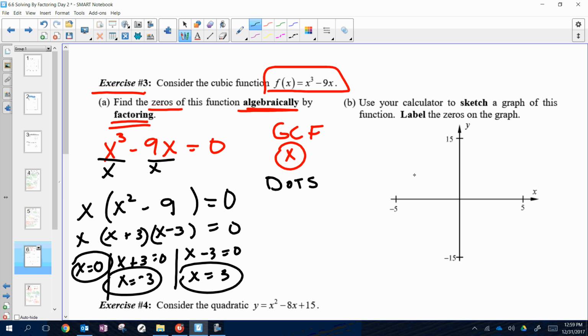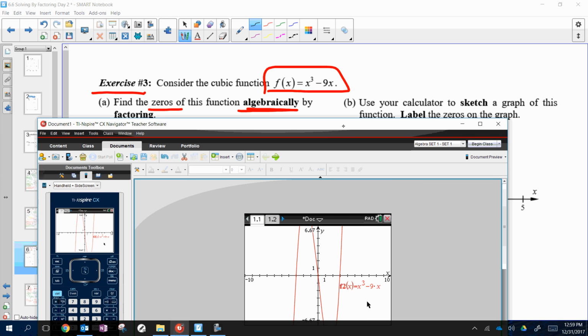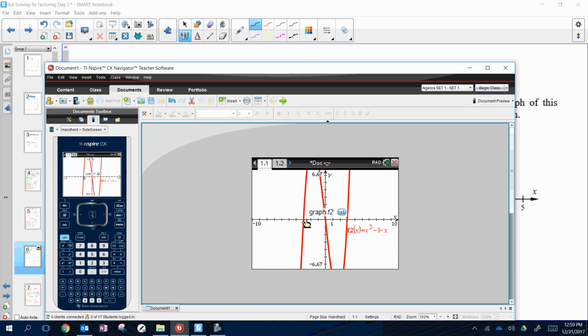Use your calculator to sketch this graph. So let's see, I think I already did a graph of this, x cubed minus 9x. Yep, there it is. So I did a little graph. I hope you can see that. And I found the zeros, negative 3, 0, and 3. And that's what my graph looks like.